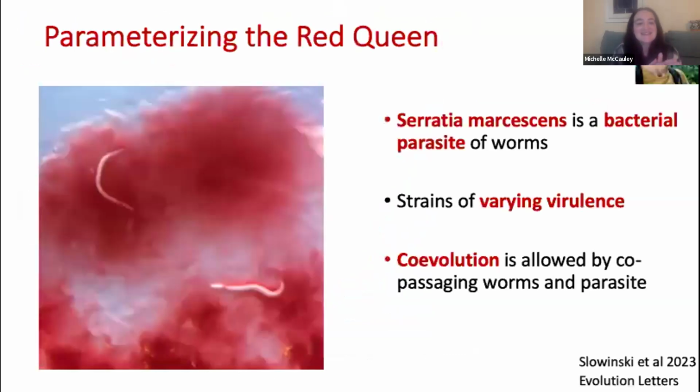Okay, so first let's parameterize our parasite virulence. This experiment was done by our collaborator, Sam Slowinski. Sam used our worms as the host, and for a parasite, he used the bacteria Serratia marcescens, which conveniently is red to match the Red Queen. Sam used different strains of Serratia of varying virulence, and he co-passaged this bacteria with the worms in order to allow for coevolution between host and parasite.